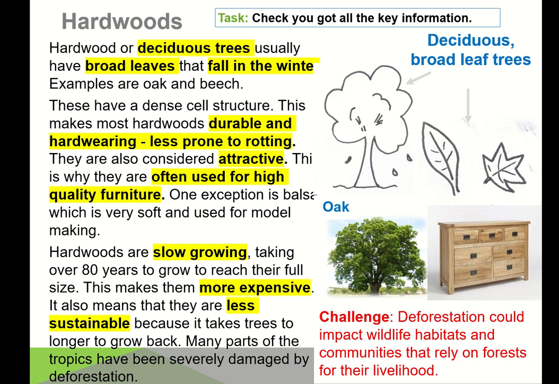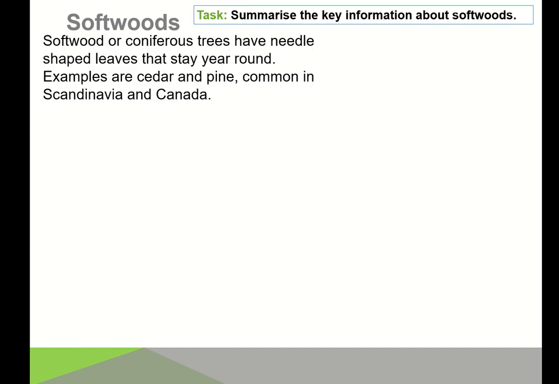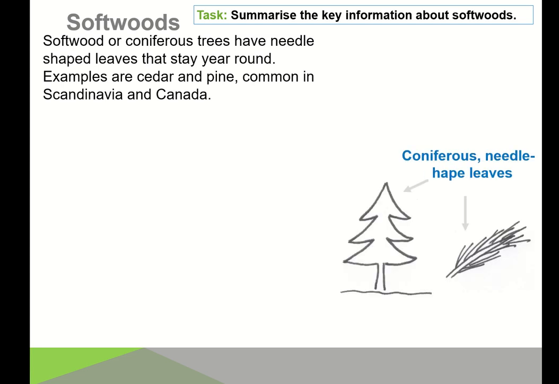Okay, next type of timber, softwoods. Again, watch, pause, summarise this key information in your own words. So softwoods, or coniferous trees, have needle-shaped leaves that stay all year. Examples are cedar, pine, and spruce, and they're common in Scandinavia. So a pine tree typically looks like that, looks more like a sort of Christmas tree shape.